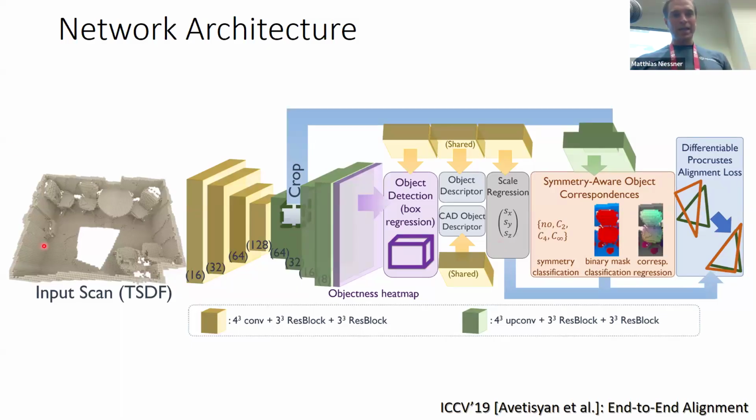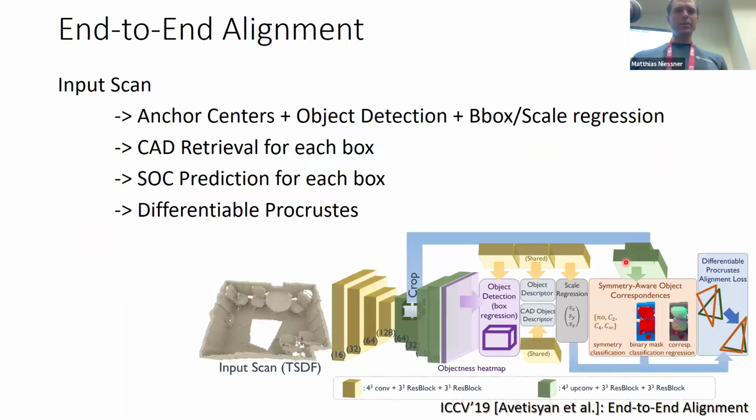Okay, so the whole pipeline is: we take a scan as input, and we have a backbone which encodes the whole scene. We then run object detection in 3D, kind of like Mask R-CNN in 3D, and get the bounding boxes. For each of the bounding boxes, we get a small voxel grid. For this voxel grid, we run these symmetry-aware object correspondences, and based on these, we run Procrustes, and then the objects are aligned. So the input scan has anchor centers, object detection, and bounding box scale. You have the CAD retrieval for each box, the symmetry prediction for each box, and we have this differentiable Procrustes.